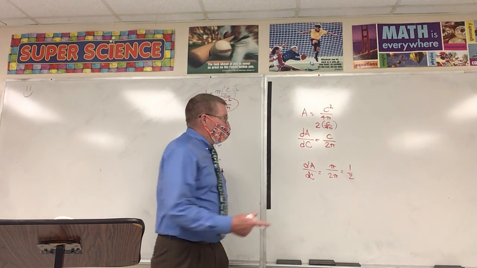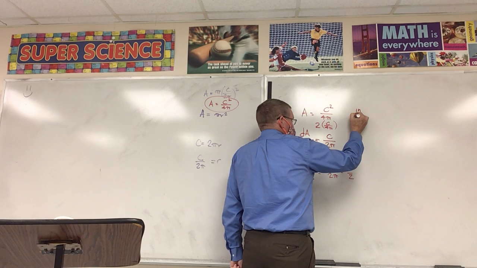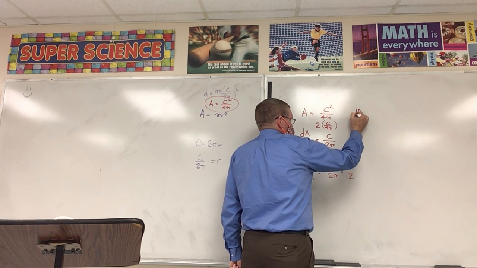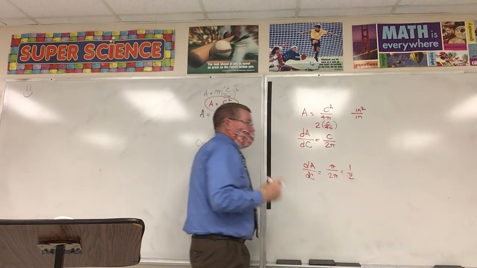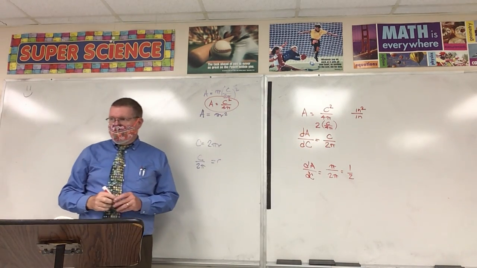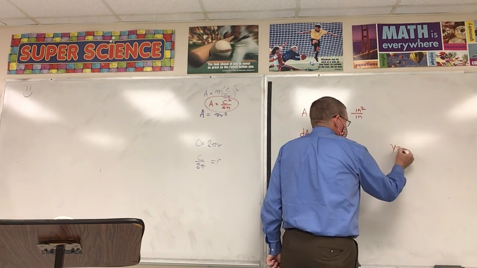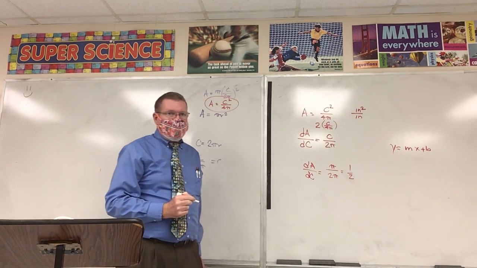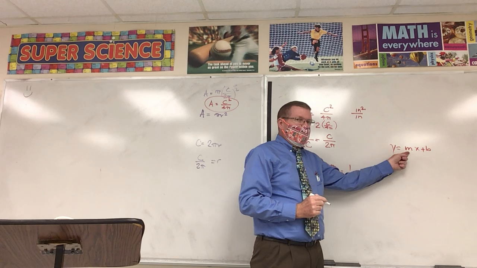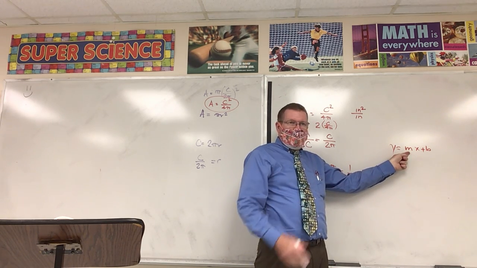Alright? Because again, what are my units? Circumference is in inches. Y over x: inches squared over inches is my units. Because remember, if I have y equals mx plus b, what does my slope represent here? Rise over run, right? Y over x, right?